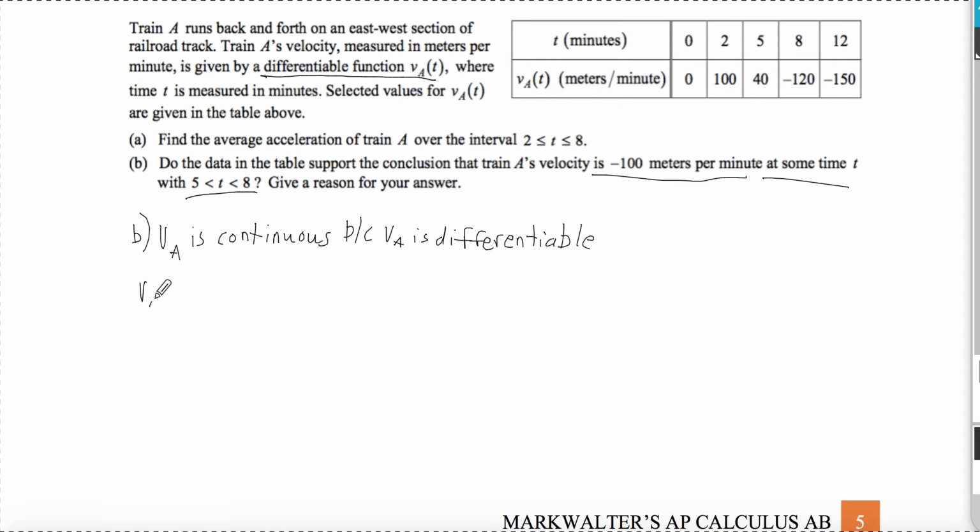I need to show, okay, v sub a of 5 is 40 meters per minute. v sub a of 8 is negative 120 meters per minute.